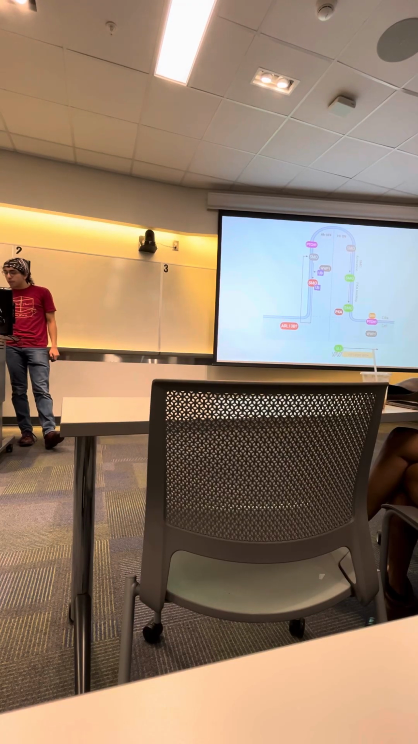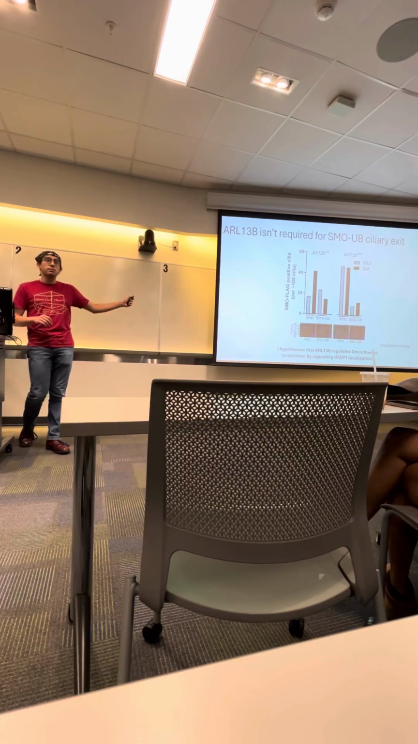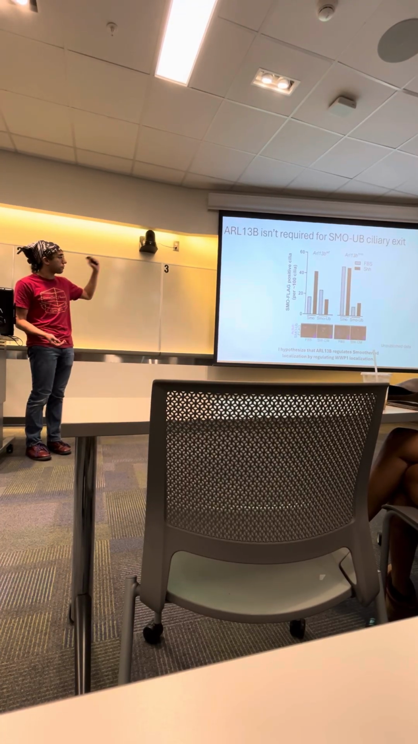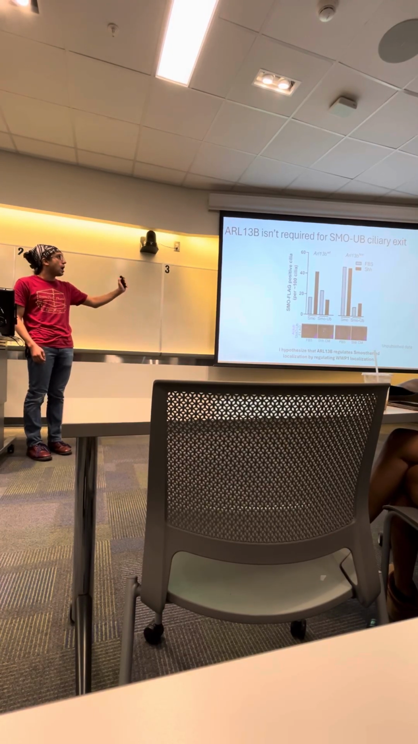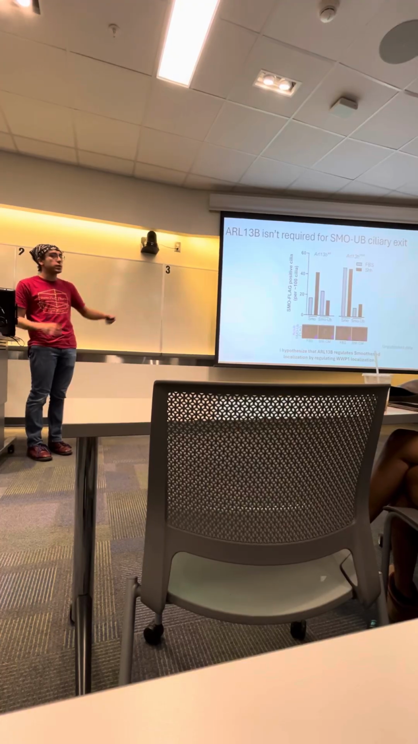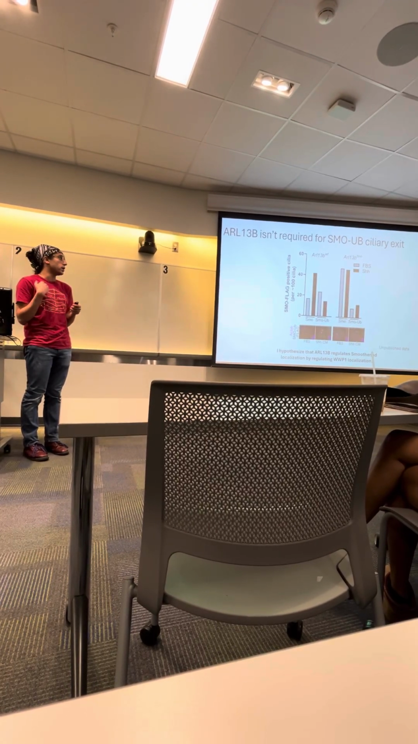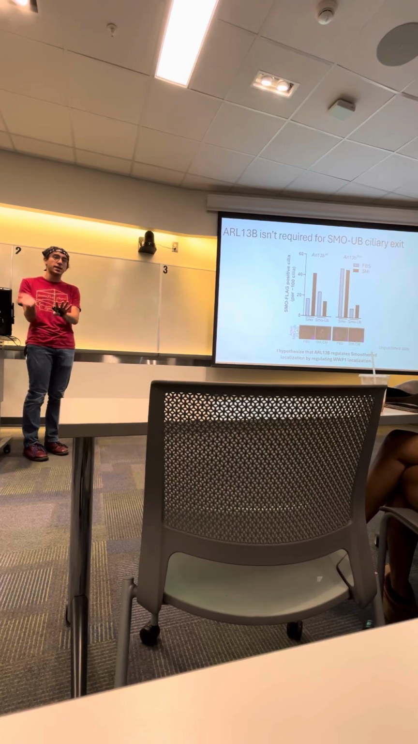And the key piece of evidence that our lab has that led to my work is that R13B doesn't seem to be required for that smoothen UB construct I was talking about. So you have this construct where smoothen is constitutively ubiquitinated, and even when you knock out R13B, you still see that properly removed from the cilia.